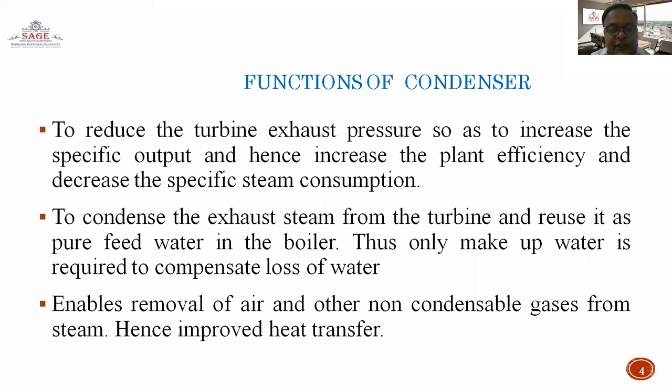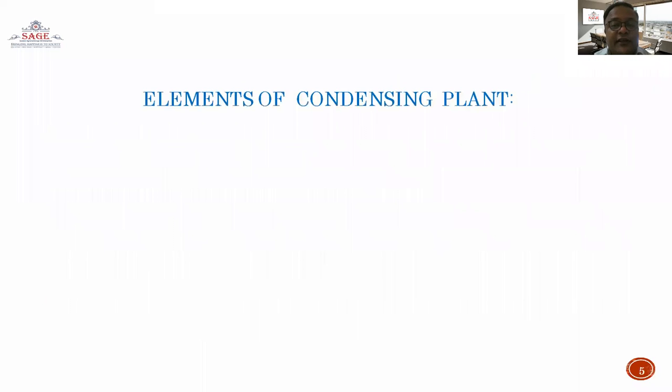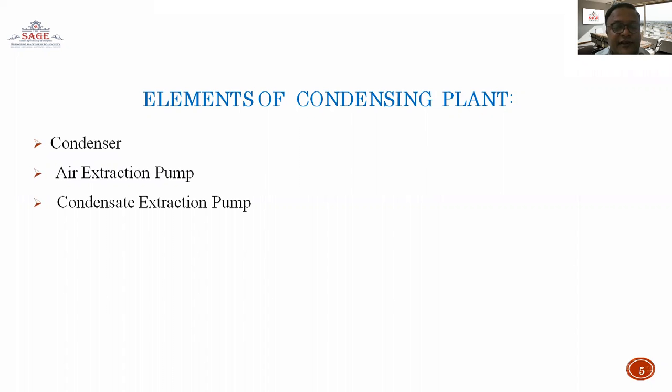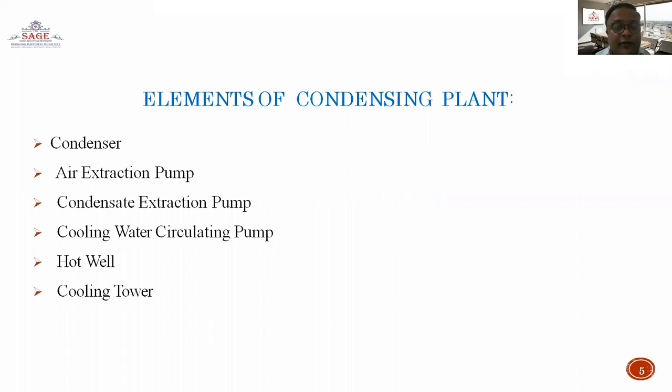Enables removal of the air and other non-condensable gases from the steam, hence they improve the heat transfer. जितनी भी एयर रहती है या नॉन कंडेंसेबल गैसेस, इम्प्योरिटीज रहती हैं, ये सब हम रिमूव कर सकते हैं जिसके कारण से कि हीट ट्रांसफर बढ़ जाता है। एलिमेंट्स ऑफ द कंडेंसिंग प्लांट, कंडेंसर के क्या क्या मेन एलिमेंट रहते हैं? Air extraction pump, condensate extraction pump, cooling water circulating pump, hot well, cooling tower, makeup water pump, boiler feed pump.